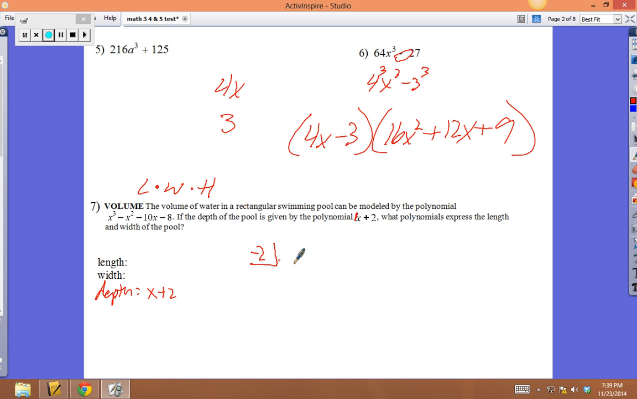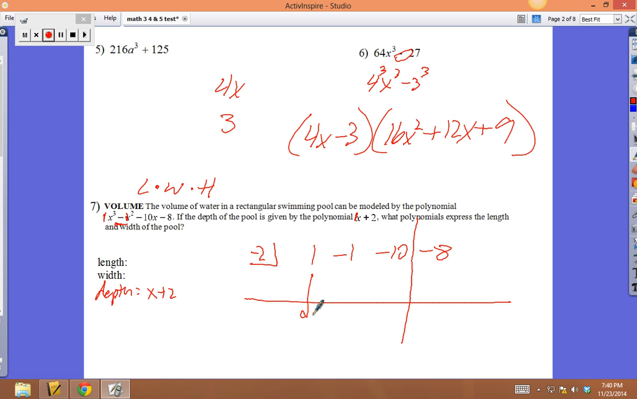That's going to be a negative 2 in that box. 1, negative 1, negative 10, negative 8. Okay, so I'm going to put a 1. I'm going to put a negative 1. I'm going to put a negative 10. And a negative 8. And this is going to be my remainder column.